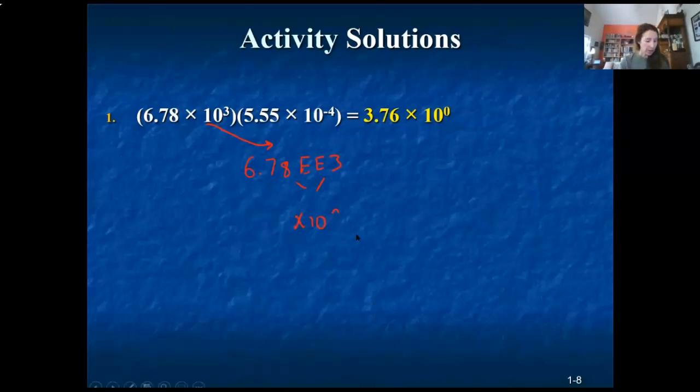Now, some of you might actually have a button that says EXP. In that case, you're going to put 6.78, push the EXP button, and then 3. So I want you to try to do that, and I want to see that you get this number. I'm going to change this here so I can see everyone, to see if you can get that number correctly.